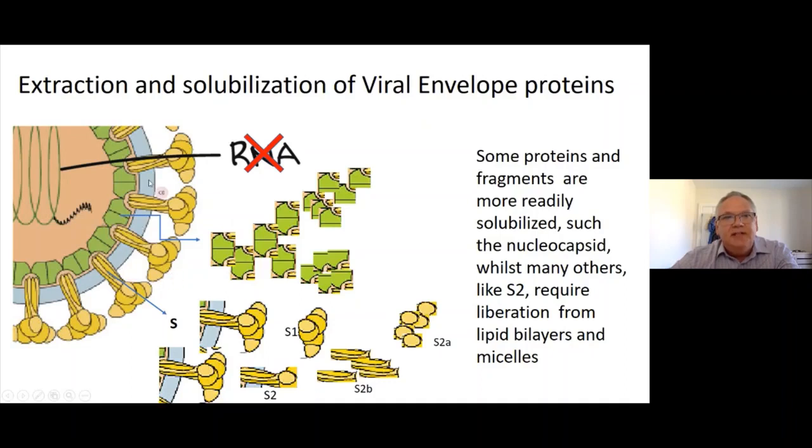Now, solubilization of these viral embedded or viral associated proteins is quite important. Some proteins, like the nucleocapsid, come off very easily. They're easily solubilized. But others, such as the spike protein stalk or S2 fragment, is embedded within that membrane. And when we've disrupted, we've got a lot of clumps of lipid membrane. So we had to optimize with some very unusual material to solubilize it.